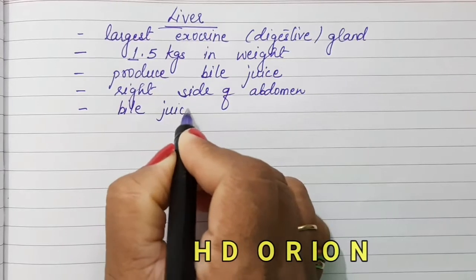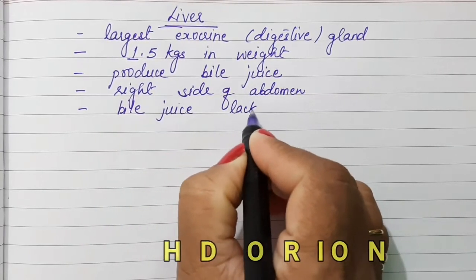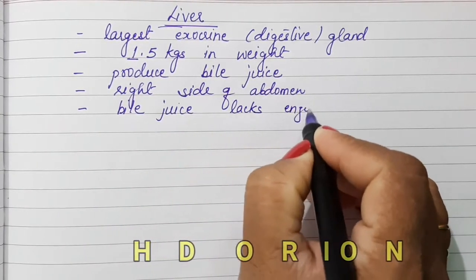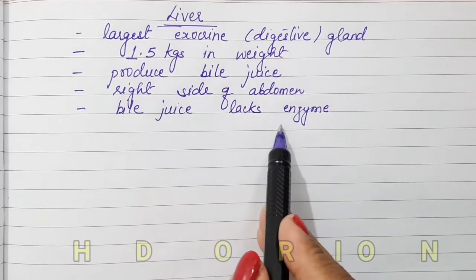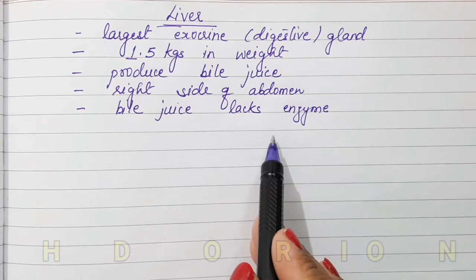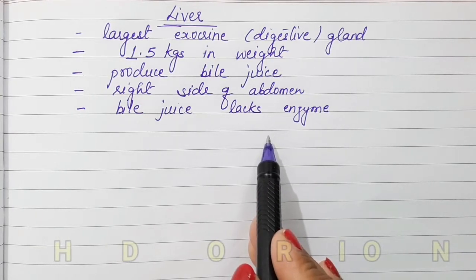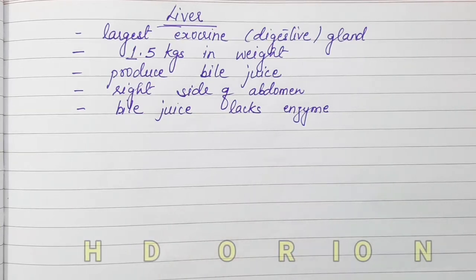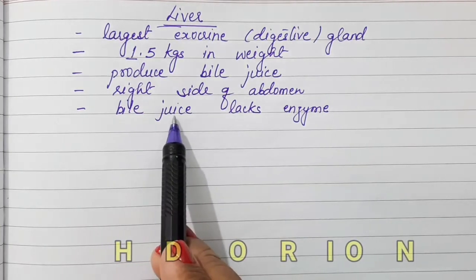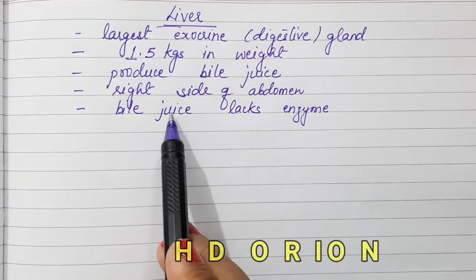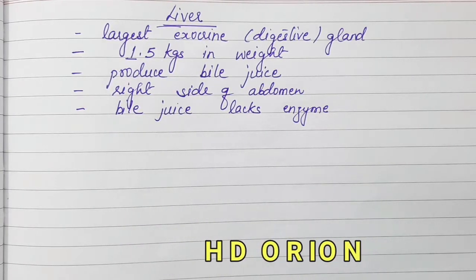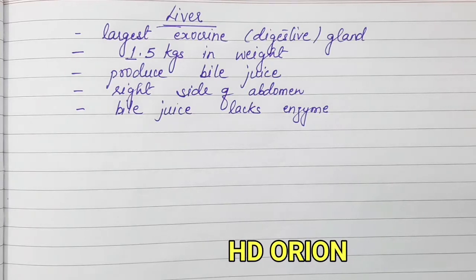The bile juice lacks enzyme. This is the only digestive juice which lacks enzyme. Rest all the digestive juices, be it saliva or the pancreatic juice, gastric juice, every juice has enzymes. But this particular digestive secretion lacks enzyme. So this is a particular thing about bile juice, that it does not have any enzyme in it.